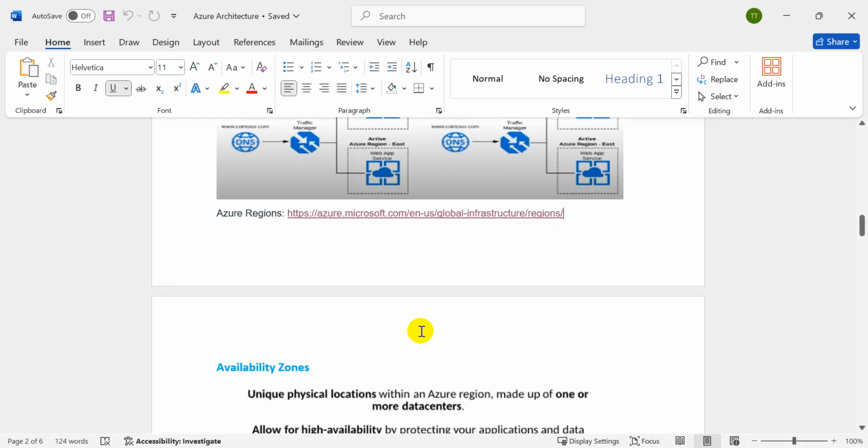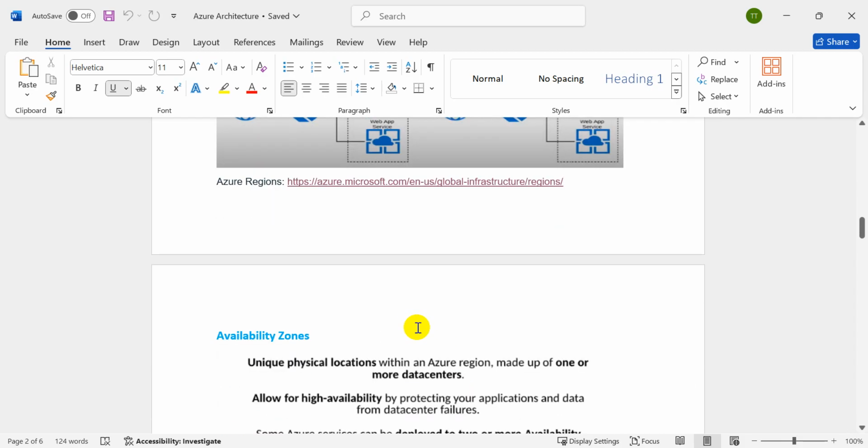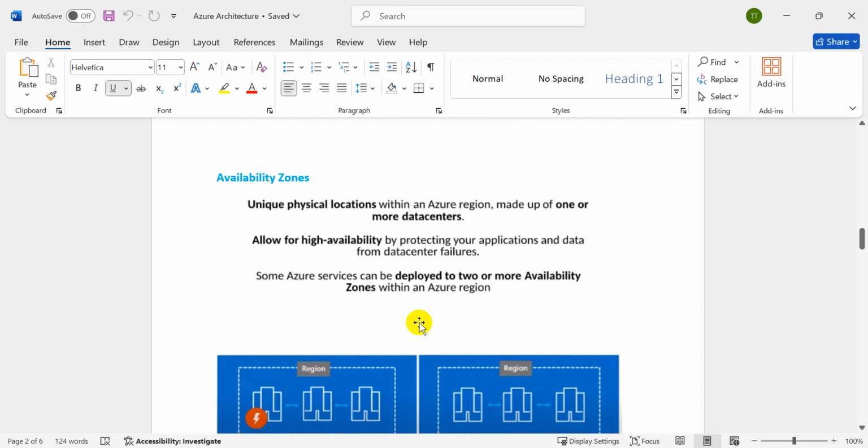We will talk about the availability zone next. So what is the availability zone? When we say availability zone, AZ, it is a unique physical location within an Azure region made up of one or more data centers. So what does that mean? You have data centers, okay?